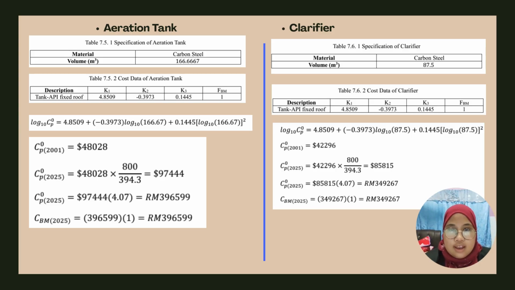Move to the aeration tank, which is constructed from carbon steel, which provides high strength and durability while supporting continuous aeration and biological activity. The estimated economic cost for the aeration tank is 396,599 Malaysian ringgit. Next, the clarifier is also fabricated from carbon steel as the material offers adequate strength for long-term operation under wet conditions while remaining cost-effective. The estimated cost of the clarifier is 349,267 Malaysian ringgit.